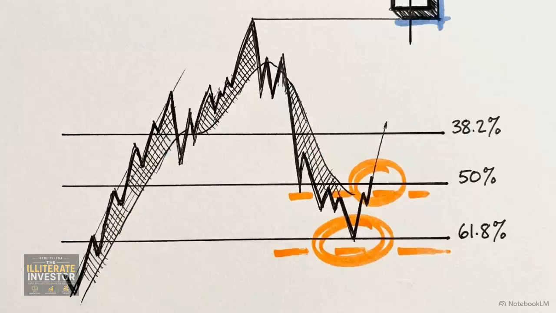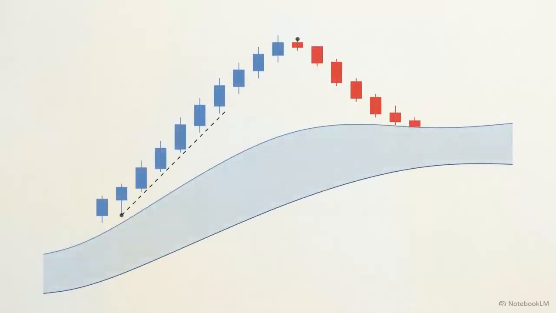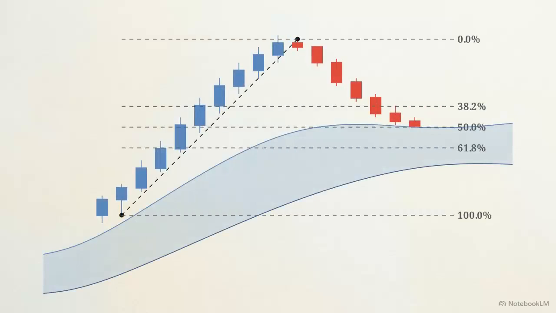To measure the pullback, we apply Fibonacci retracements. These mathematical ratios help us identify where a corrective move is statistically likely to stall. Drawing the Fibonacci tool from the swing low to the rally's peak generates key grid lines. Focus on the 50% level. It perfectly intersects with the upper boundary of the Ichimoku Cloud. 2 independent metrics now point to the exact same price level.